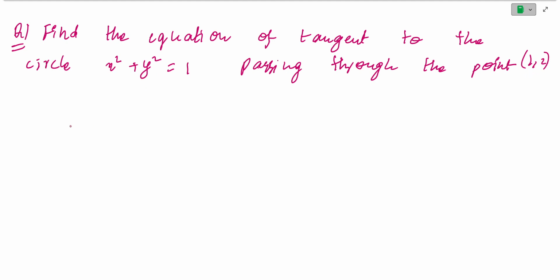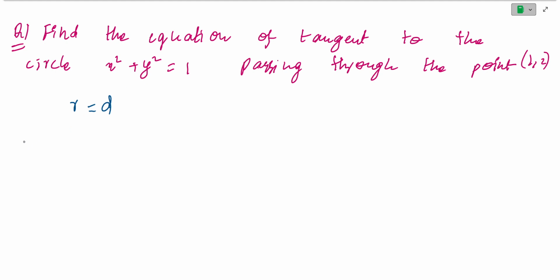So we can always apply the condition: if a straight line is tangent to a circle, it has to satisfy the condition r is equal to d, where r is the radius of the circle and d is the distance of the straight line from the center of the circle.